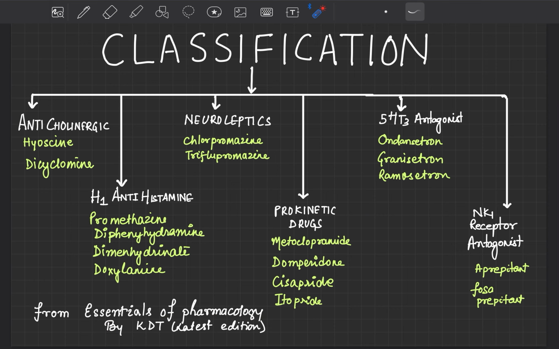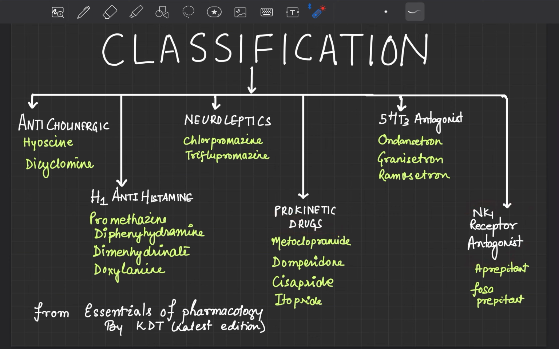So, what are the medications? We know that some receptors are triggered, like the cholinergic M receptor, the histamine H1 receptor, the D2 receptor, and the 5-HT3 receptor. So obviously we will give their antagonists: anticholinergics, H1 antihistamines, neuroleptics or D2 antagonists, 5-HT3 and D2 antagonists, 5-HT3 antagonists, prokinetic drugs, and NK1 receptor antagonists.